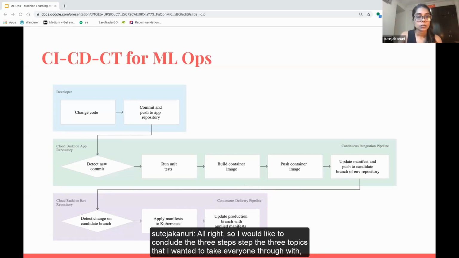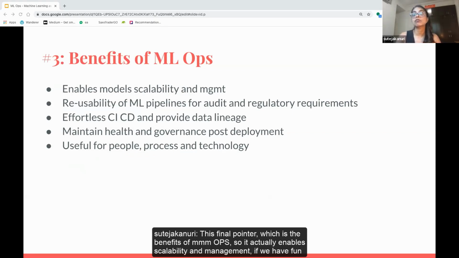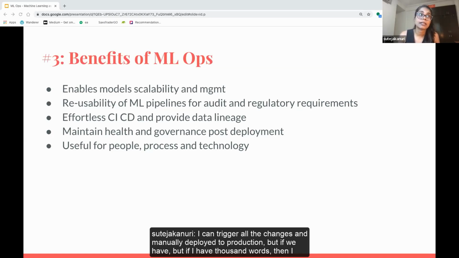All right, so I would like to conclude the three topics that I wanted to take everyone through with this final pointer, which is the benefits of MLOps. It actually enables scalability and management. If we have one model or two models, yes, probably I can do a manual process and trigger all the changes and manually deploy it to production. But if I have 1,000 models, then I need a process. I need an automated pipeline around it.